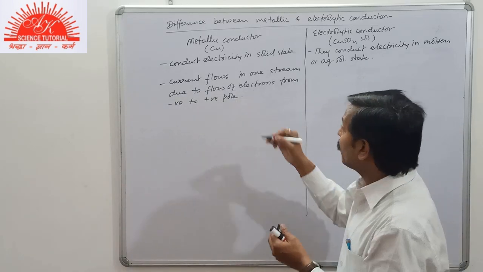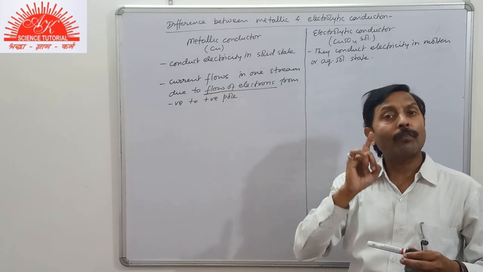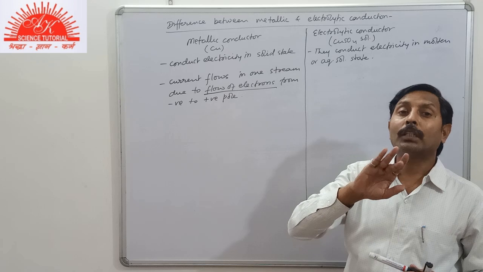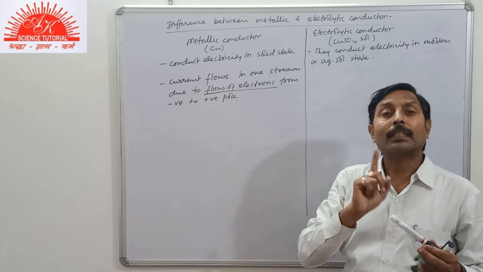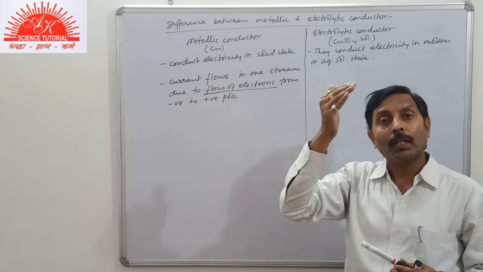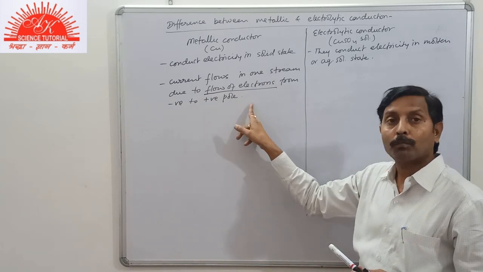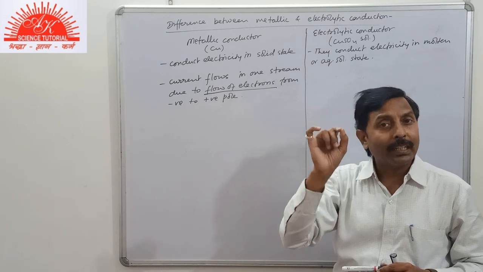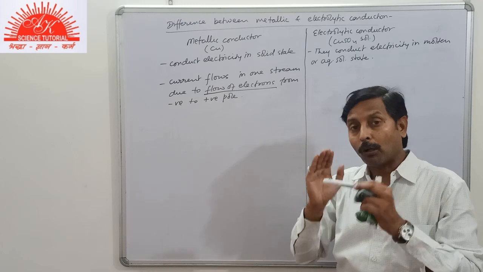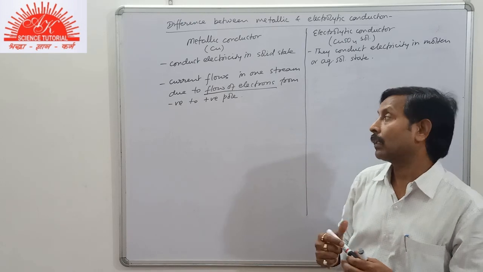Remember, here we have written flow of electron. It is opposite to the flow of current. Current flows in the direction opposite to the flow of electron. That is, current flows from positive to negative, whereas electrons flow from negative to positive. So actually the flow is of free electrons. So don't be confused with the flow of conventional current.